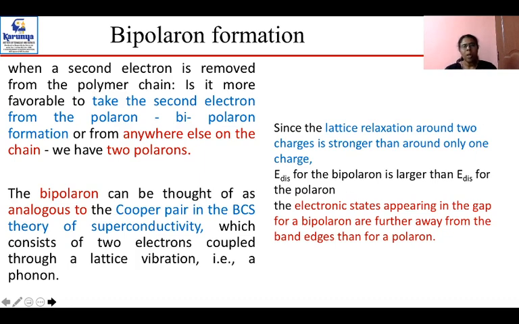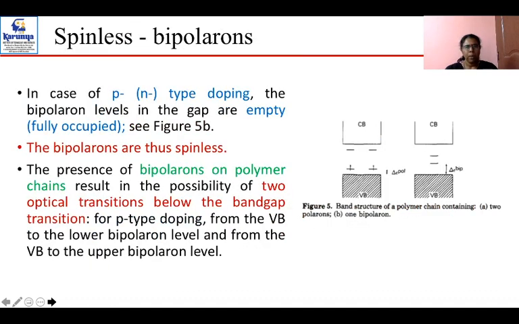Also, there will be electronic states appearing in the gap for the bipolaron, which are further away from the band edges. So for a polaron, they are a little away from the band edge. When you have a bipolaron, they'll be even more away. So that would be an advantage also. That is seen in the diagram here. Figure A shows the formation of two polarons, and figure B is a bipolaron, where you could see the discrete levels far away from the band edges.